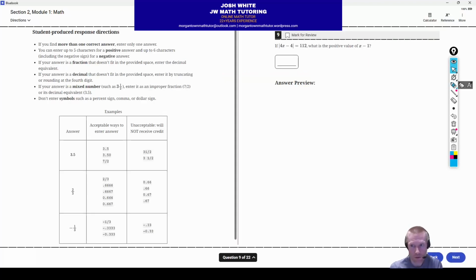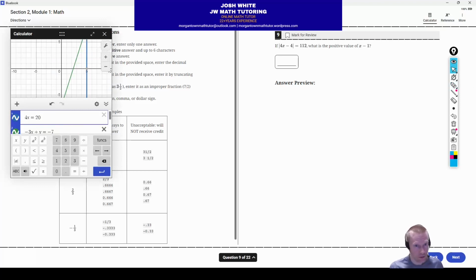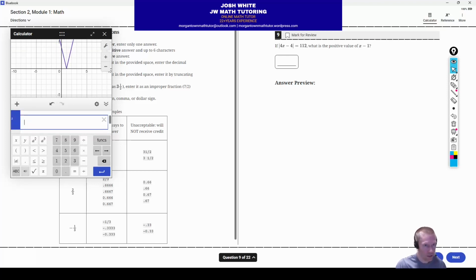Another student produced response for number 9. We have an absolute value equation. And this one, I will show you first how you could easily do this in Desmos. Typically, when you have equations that you're looking to solve, I like to type both of them in, set y equal to the left side, y equal to the right side.